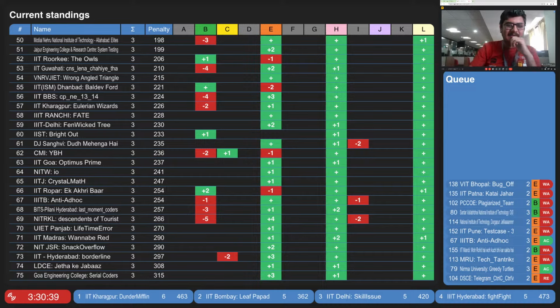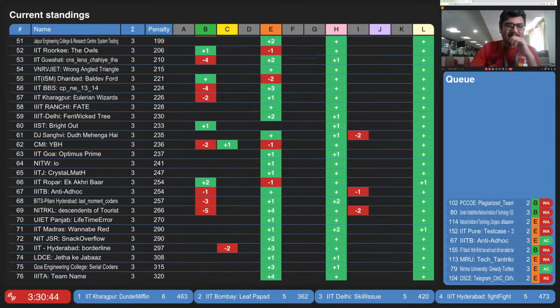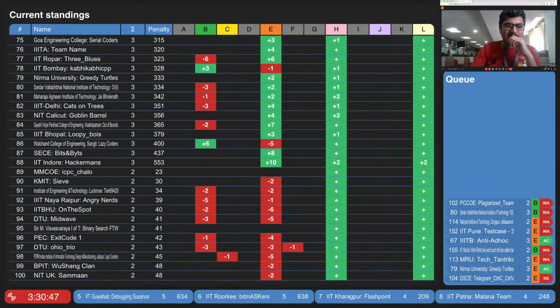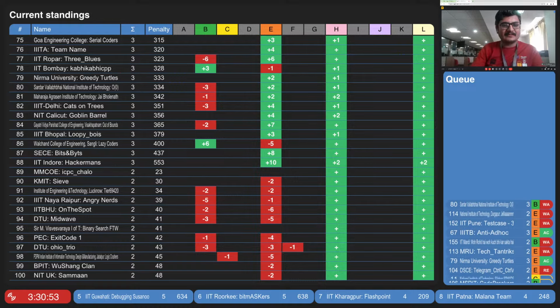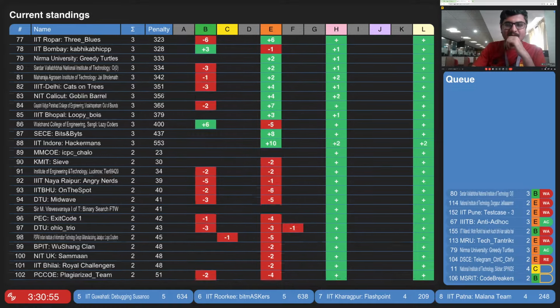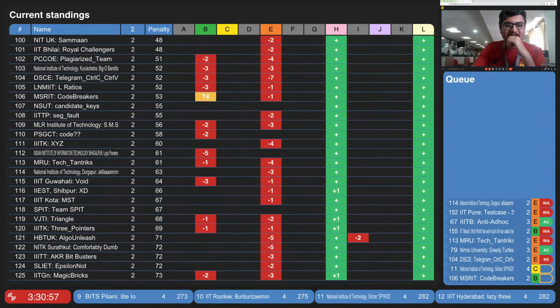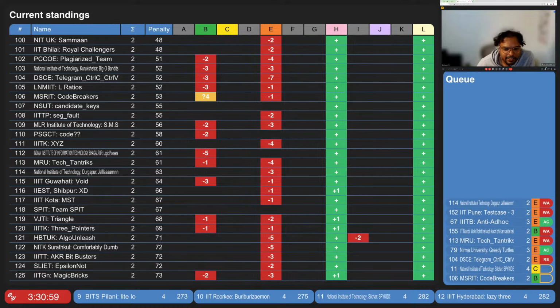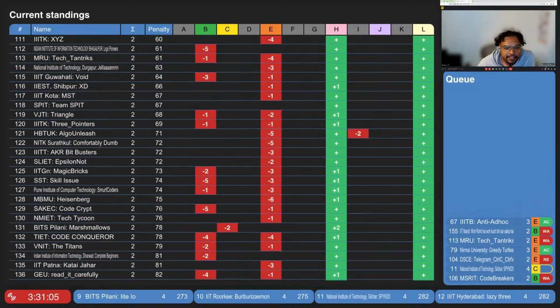So the update on the scoreboard: IIT Kharagpur has solved 6 problems and there are 5 more teams with 5 ACs so far, like Leaf Papad, Skill Issue, Fight, Debugging from IIT Guwahati. And Debugging Susanna Learned got 2 in 1 minute and jumped from three problems to five problems within 1 minute. Oh yeah, good one.